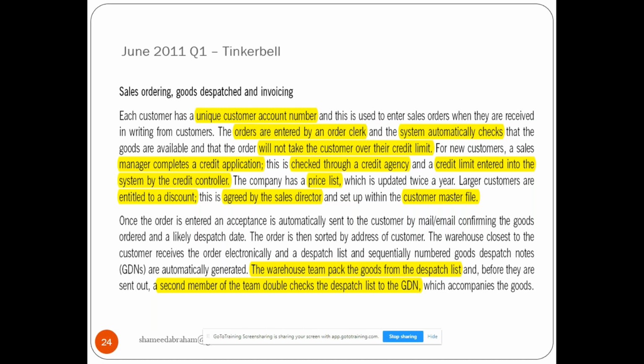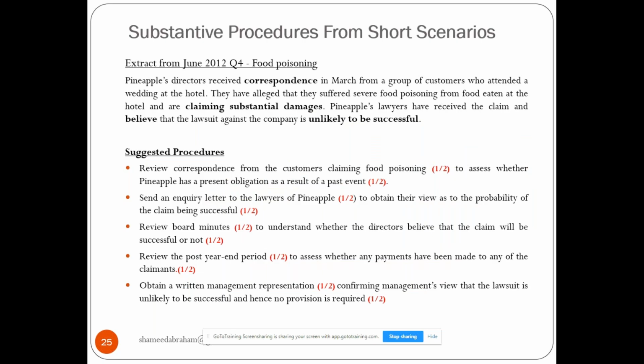The manager completes a credit application. That's a document. That's a control. That there's a credit application process or document being completed. It is checked through a credit agency. That's a process. So the thing about looking for these controls, you ought to be able to find them and then be able to properly explain the difference between the test and the objective.